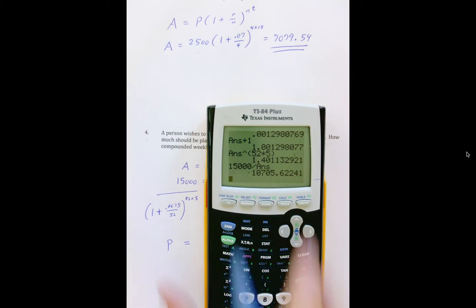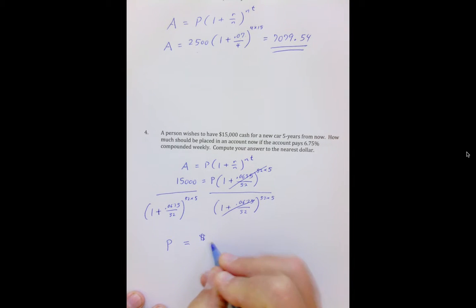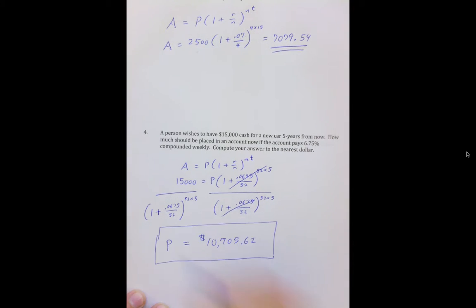That's 10,705.62. That is how much this person would need to invest right now to have $15,000 cash for a new car in 5 years.